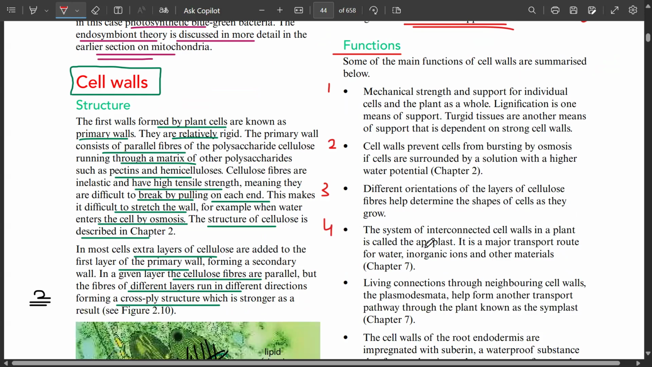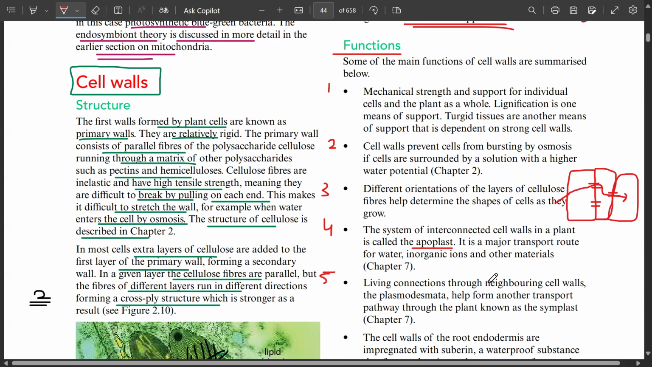Then the system of interconnected cell walls. You should know that these cells are connected like this, very close to each other. There is a thing known as plasmodesmata that we'll study in chapters 6 and 7. These cell walls are also very helpful in transporting. There's a thing known as the apoplast. Apoplast is a pathway that the water takes from cells, and it travels from one cell to the other with the help of those channels that are present in the cell walls as well.